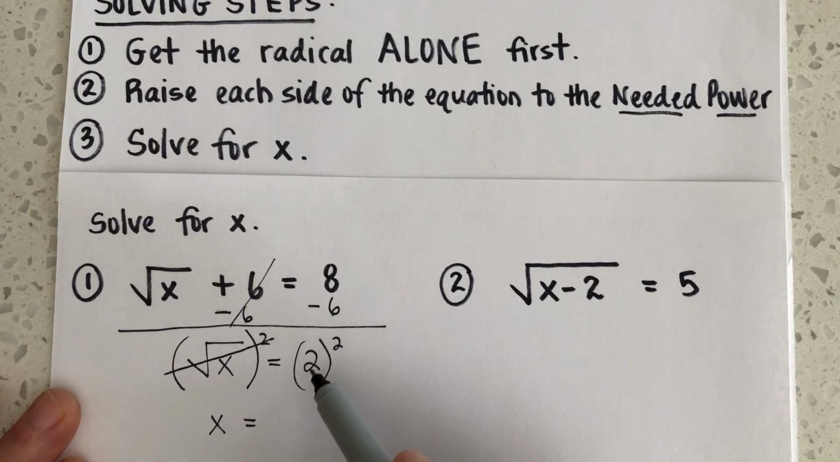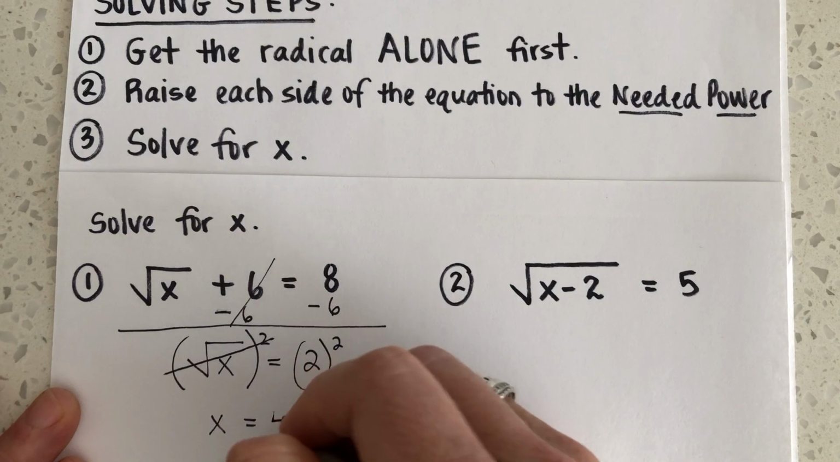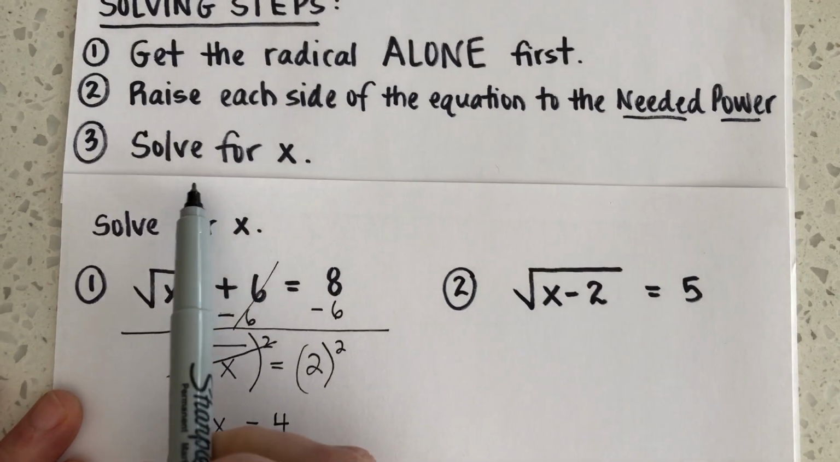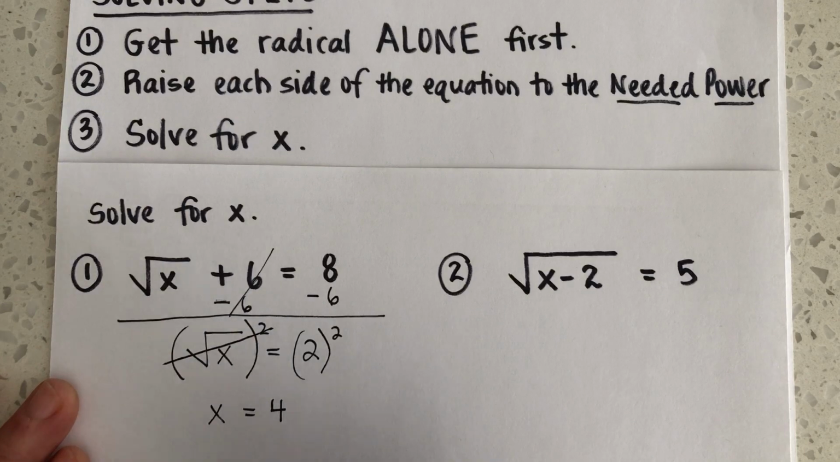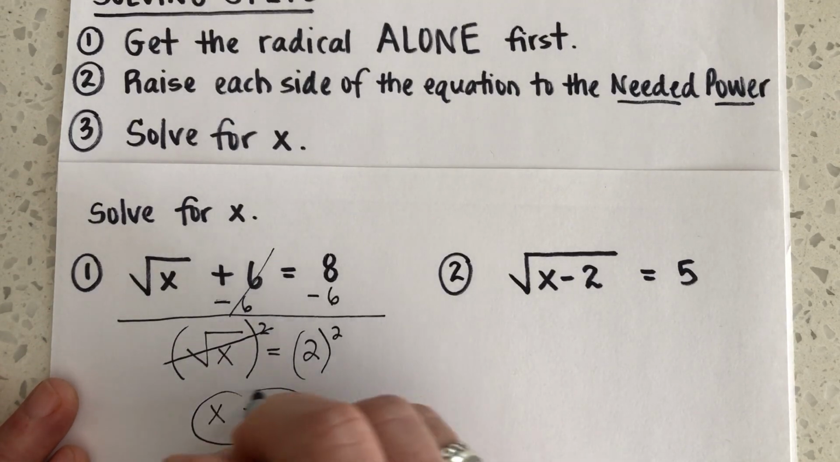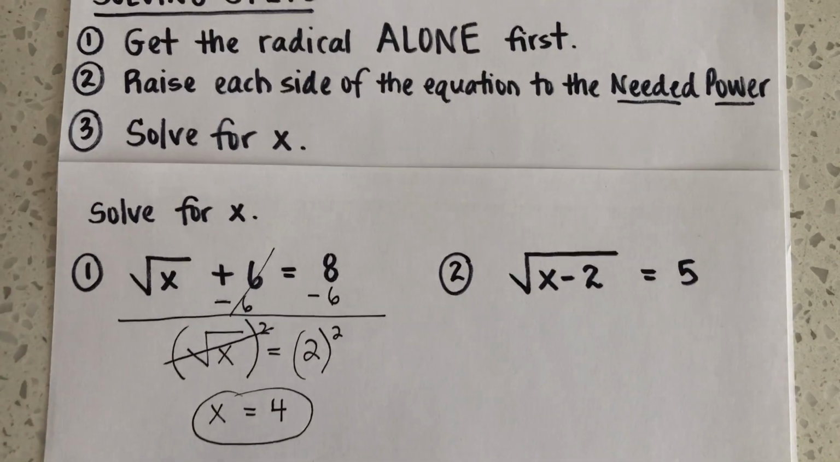And that's going to equal, well, what is 2 raised to the power of 2? 2 squared is 4. All right, and then the last step says solve for x. Well, lucky for us, just by getting rid of that radical, x is alone. We have solved for x, and x must be 4 to make this equation true. So you're done, and the answer is 4. Okay, let's try another one.